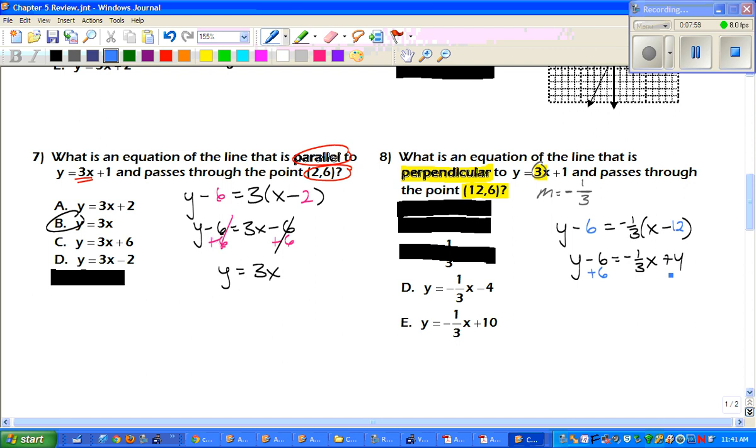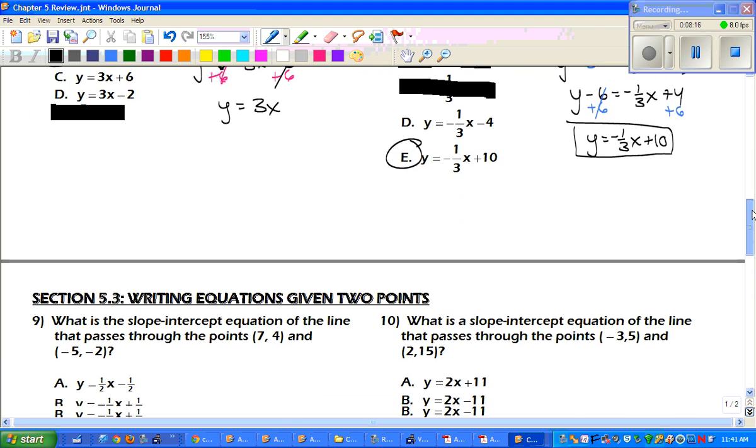Okay, to get the y by itself, you have to add 6 to both sides. Y equals -1/3 x plus 10. So E is our answer. Alrighty, let's go and flip it over.